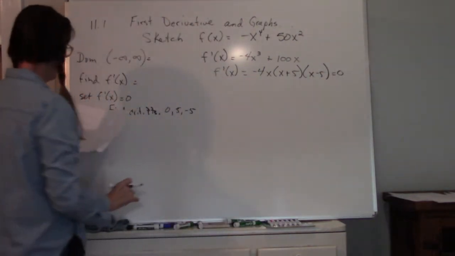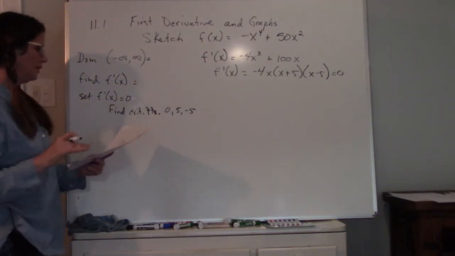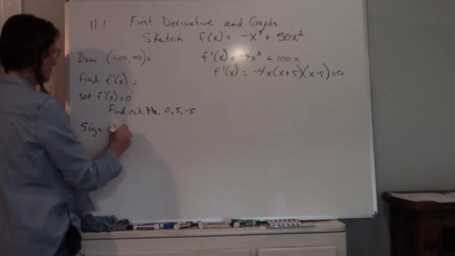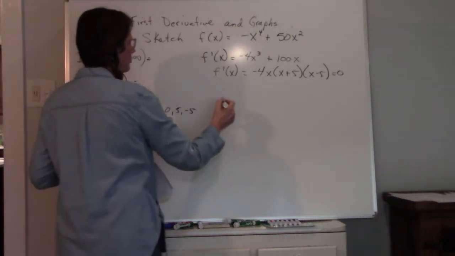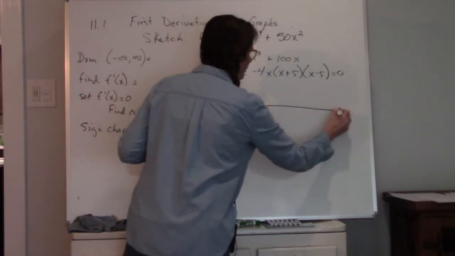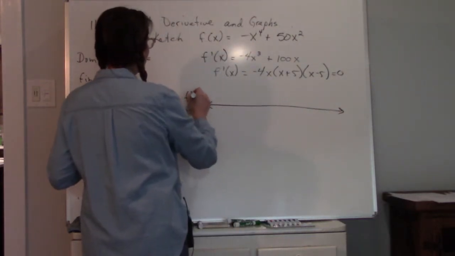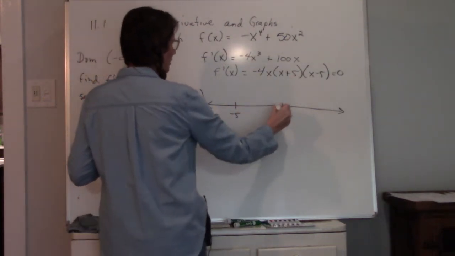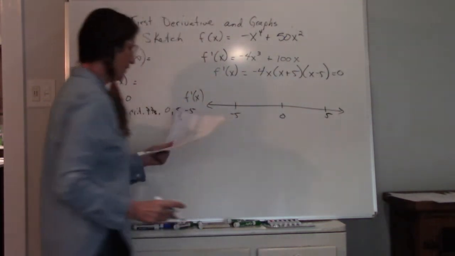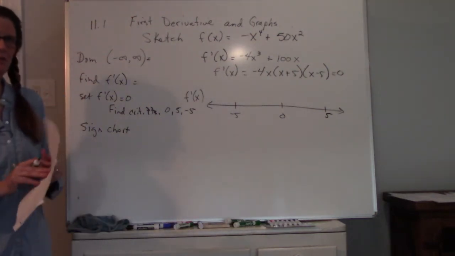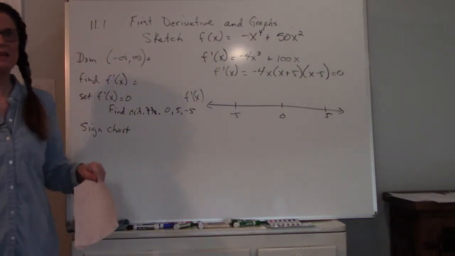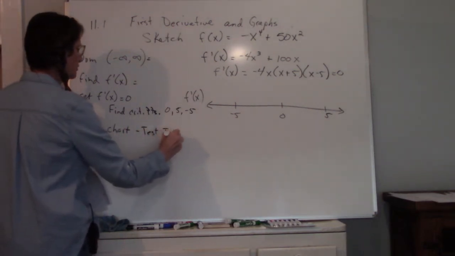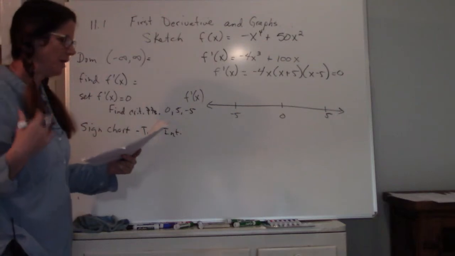All right, so we found our critical points. Next step is we're going to draw a sign chart. So we have our sign chart with our critical points. Now we have 3 critical points, so we have to have 3 points on our first derivative sign chart. Make sure you put them in order: negative 5, 0, positive 5. Those are the 3 critical points. Now I'm just testing intervals. I'm seeing where it is positive, where it is negative.